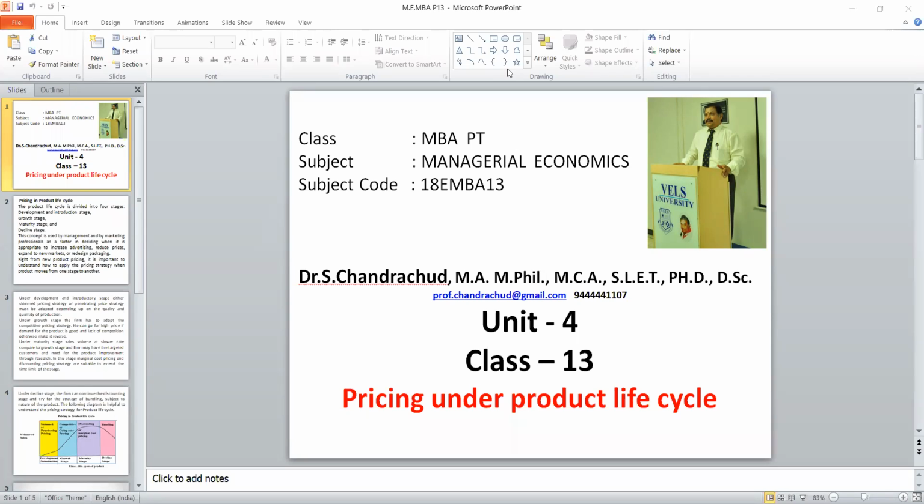Before going into pricing under the product life cycle, we should first know what the product life cycle is. Any product will have stages of its life, right from the introductory and development stage. Then it will grow, reach maturity, and finally decline. Depending upon the type of product, the length of the period may differ. How we price under the different stages is the question.